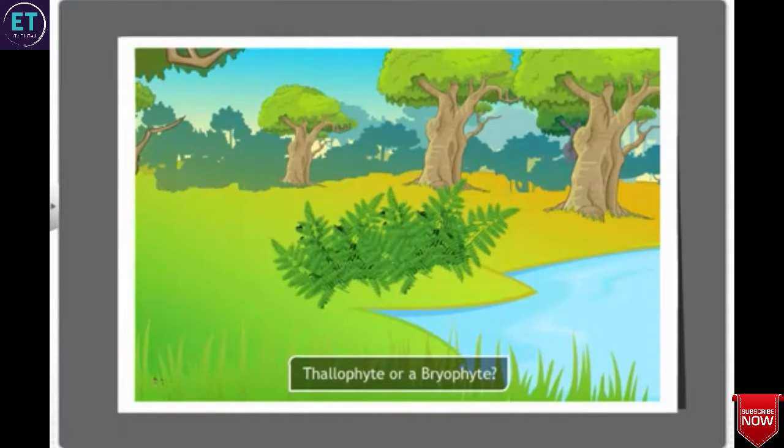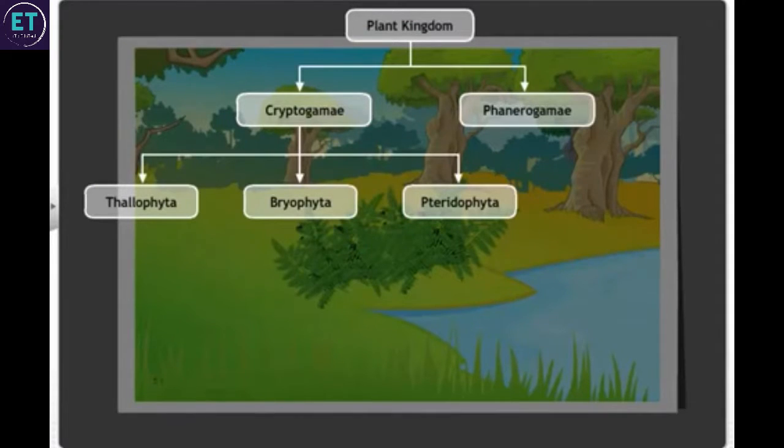As you can see, this plant has well-formed leaves. What do you think it is? A thallophyte or a bryophyte? Well, actually, it belongs to neither of the two groups. This plant is a fern, and it belongs to the third group under Cryptogamy. This third group is known as Pteridophyta.